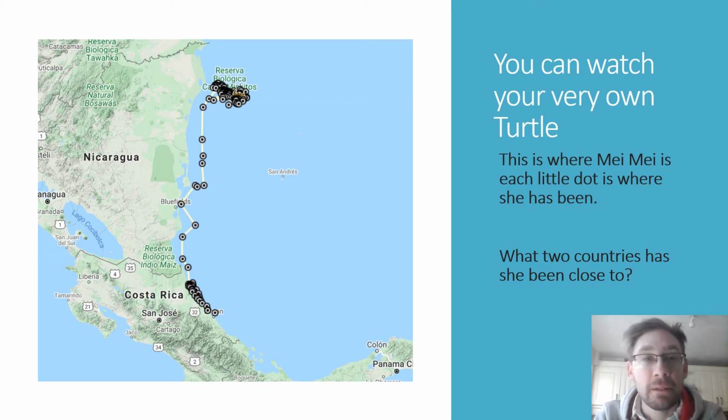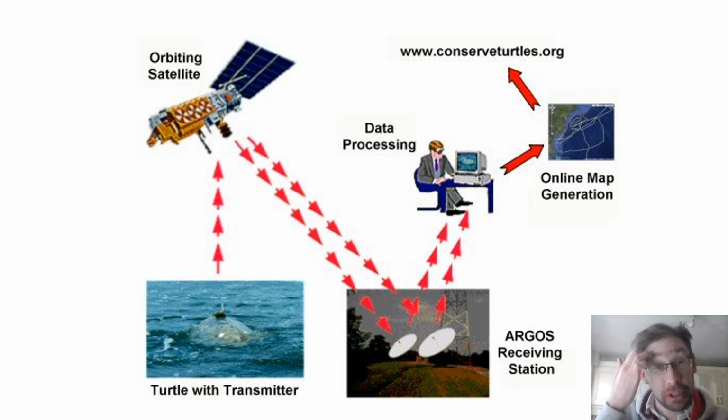And you can see here that May May has been doing what I was saying before, in migration. She's gone from Costa Rica to the very top there, to the nature reserve, Reserva Biologica. So she's probably laid her eggs in Costa Rica and then gone up to the feeding grounds in the biological reserve. If you want to look at these, I'll show you how to do that in a minute. First of all, how does it work?